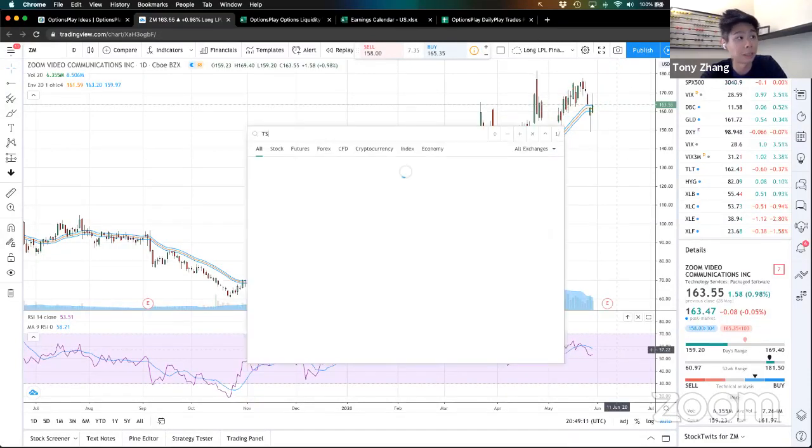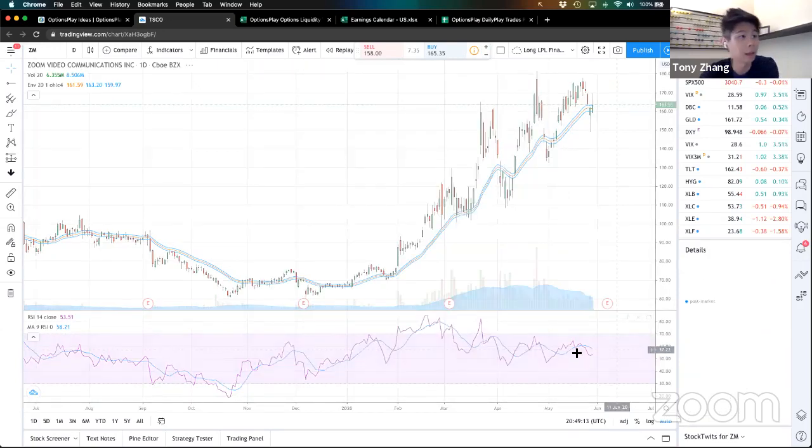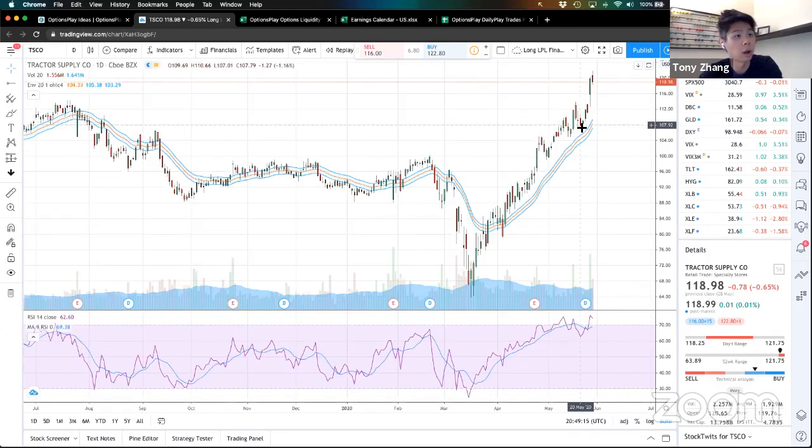So just to give you an example, Tractor Supply, what we did is we went long on this particular name because, as you can see, we were in a very clear bullish trend, but when the stock, as you can see, this RSI pulled significantly below its average, which is that blue line, that was our indication to go long Tractor Supply. And once we find this type of trade, there's a few other things that we have to do.